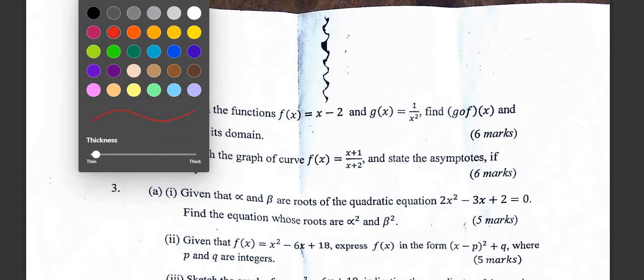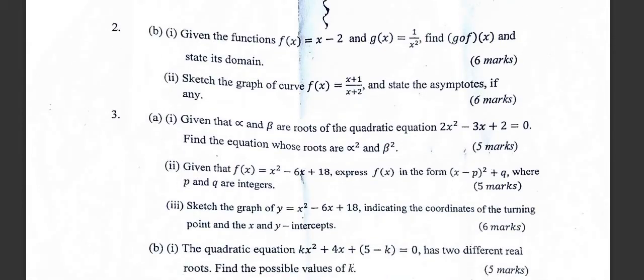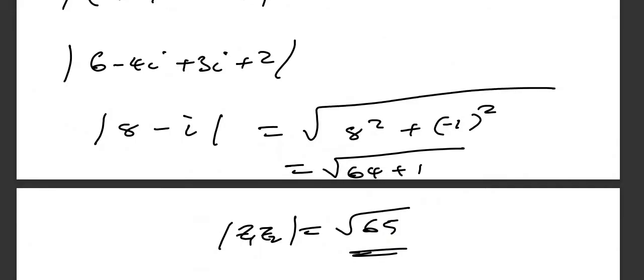So question 2b was a function. They're saying f of x and g of x. They want us to compose g of f, then state the domain. So we're getting f and putting it in g. Then we compose it now. So we're saying g of f.